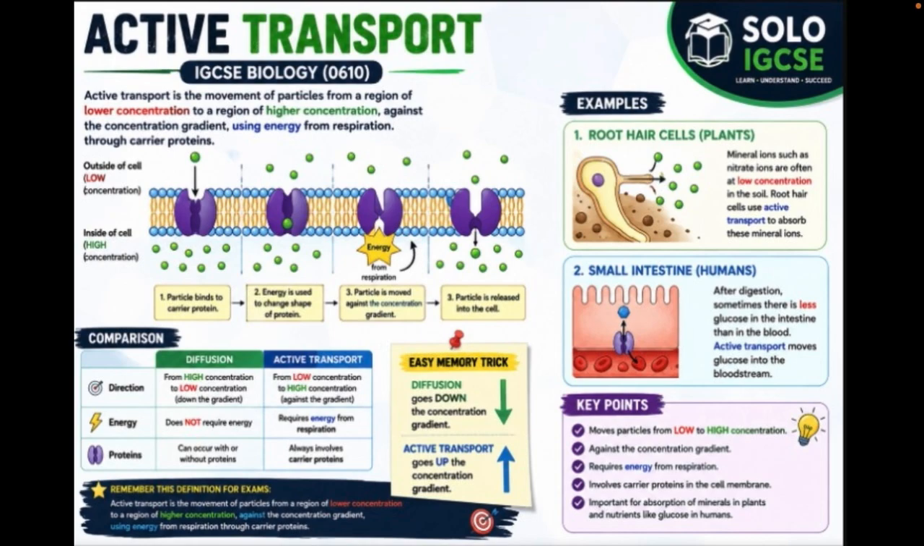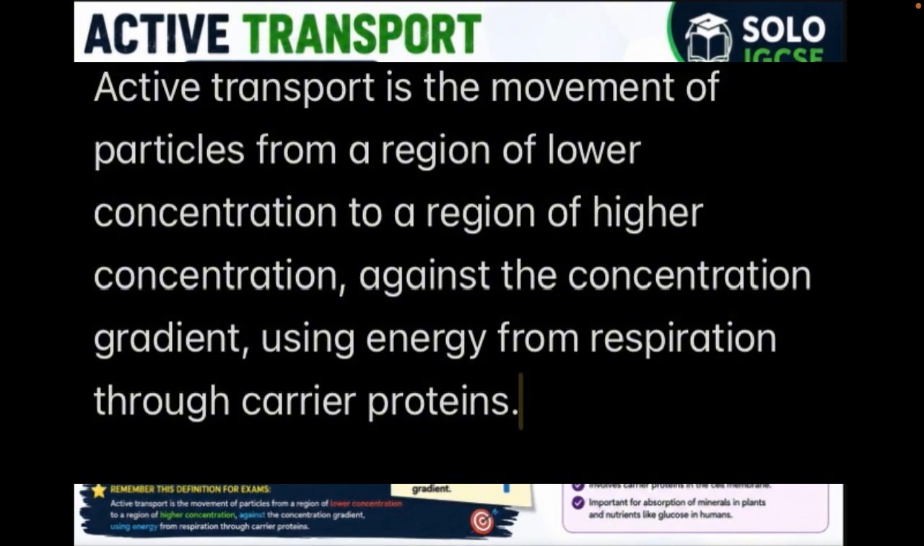For the IGCSE exam, remember this exact definition. Active transport is the movement of particles from a region of lower concentration to a region of higher concentration against the concentration gradient, using energy from respiration through carrier proteins.